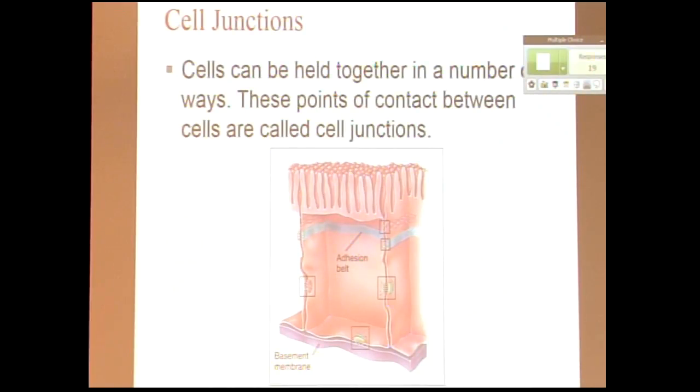So all your tissues, especially the epithelial cells, are connected to each other in different ways. We're going to go through 3 of them right now. We're going to talk about the adherens, the tight junctions, and the gap junctions. Just remember that's 3 different kinds of connections between 2 different cells.